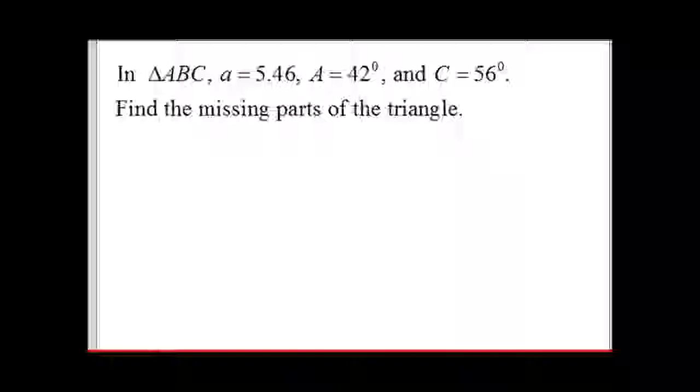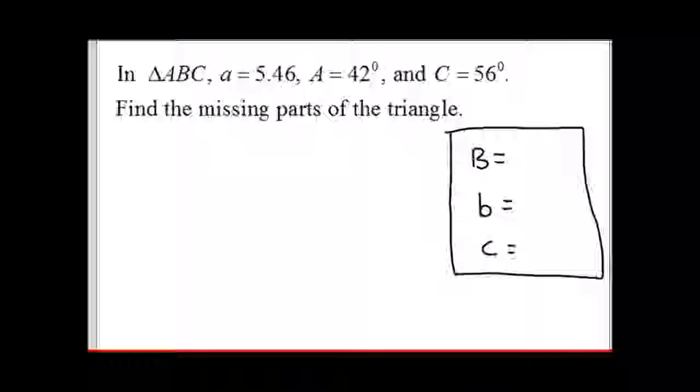Let's try this right here. So we've got triangle ABC. Side a is 5.46, angle A is 42 degrees, and angle C is 56 degrees. We want to find the missing parts of that triangle. So we know angle A and angle C, so we need to find angle B. We know side a, we don't know side b, and we don't know side c. So those are the 3 things we've got to find.